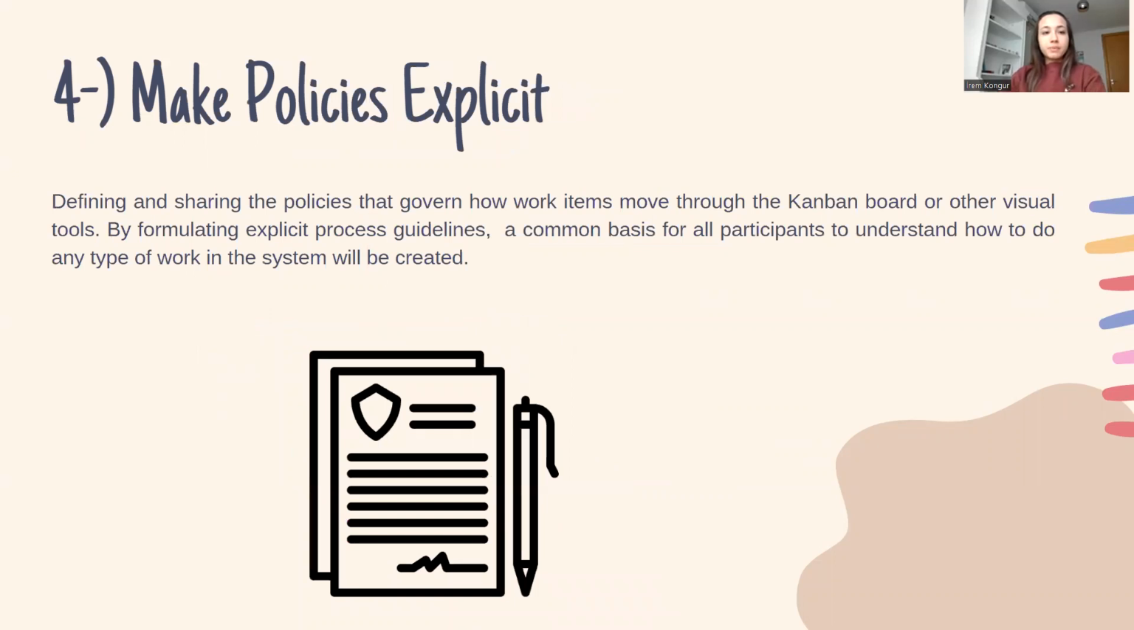The fourth one is make policies explicit, defining and sharing the policies that govern how work items move through the Kanban board and other visual tools. By formulating explicit process guidelines, a common basis for all participants to understand how to do any type of work in the system will be created.